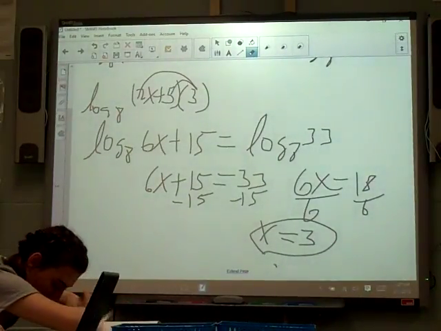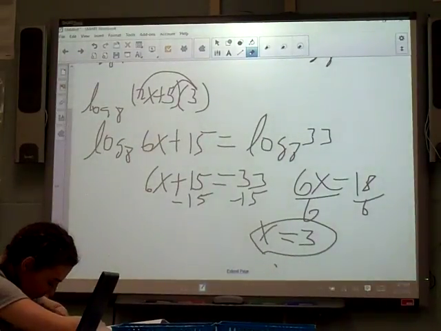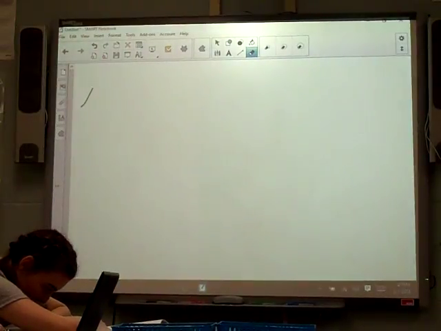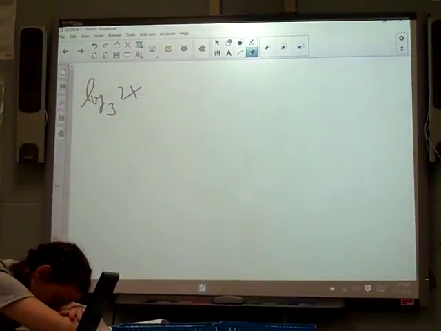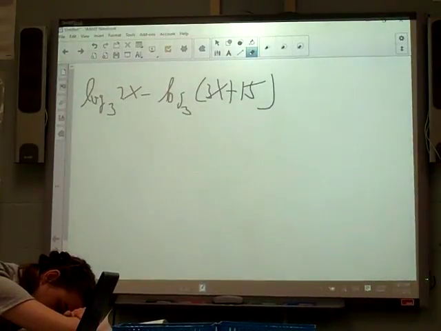I got one more of those. Got what we need on that one? Log base 3 of 2x minus log base 3 of 3x plus 15, so 15 with a funny hat on it, is equal to -2.